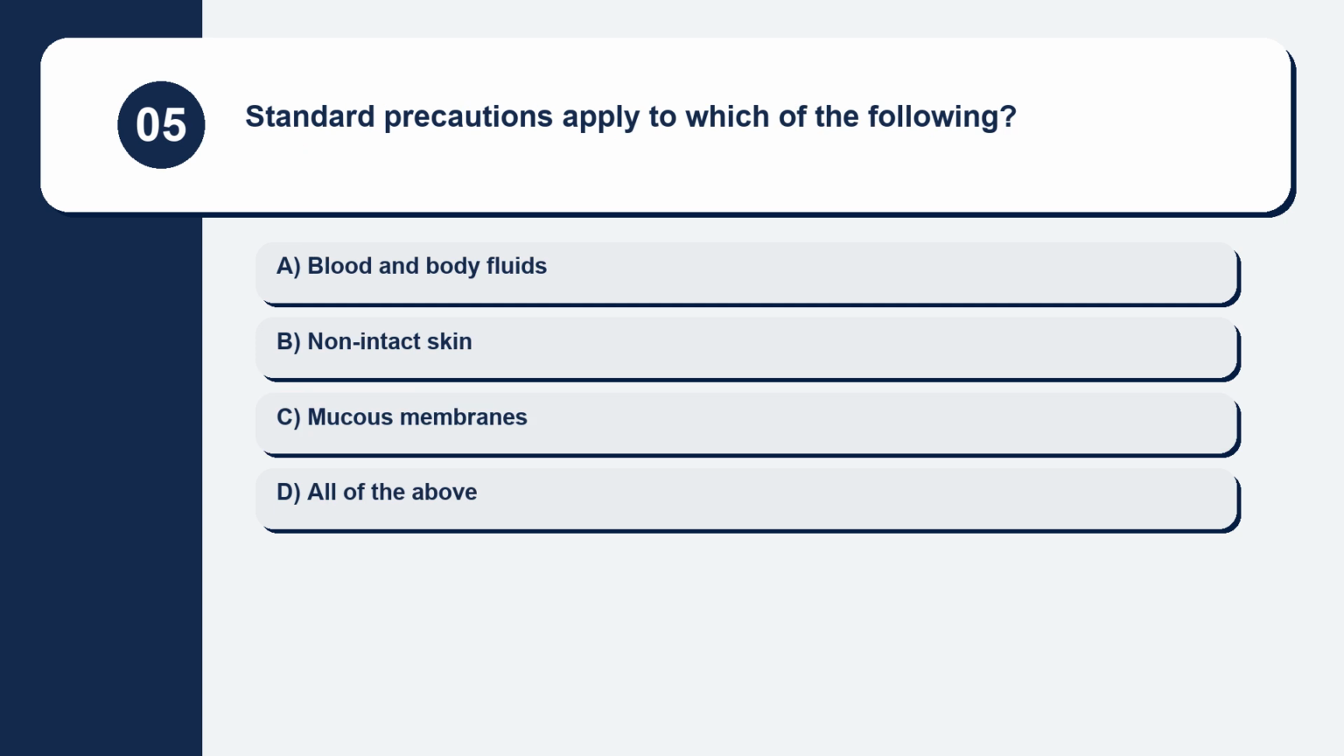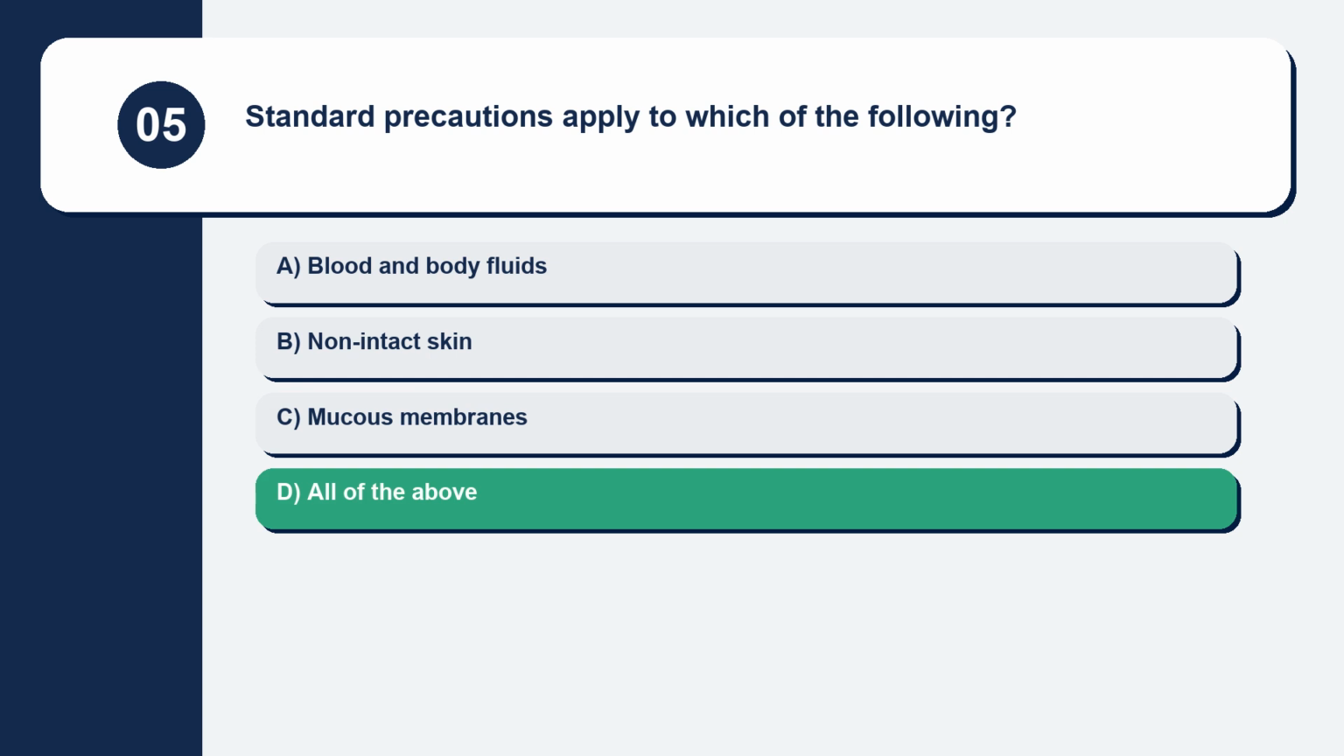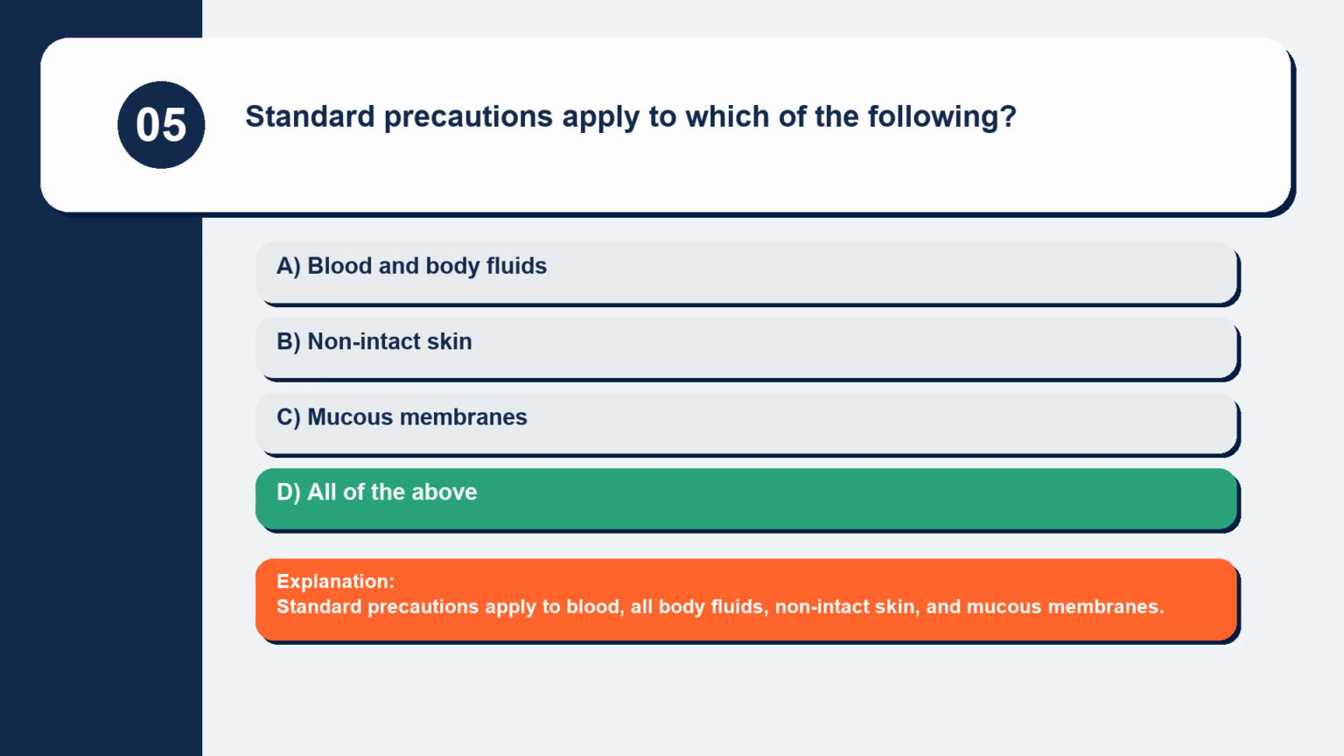Question 5. Standard precautions apply to which of the following? Blood and body fluids. Non-intact skin. Mucous membranes. All of the above. Standard precautions apply to blood, all body fluids, non-intact skin, and mucous membranes.